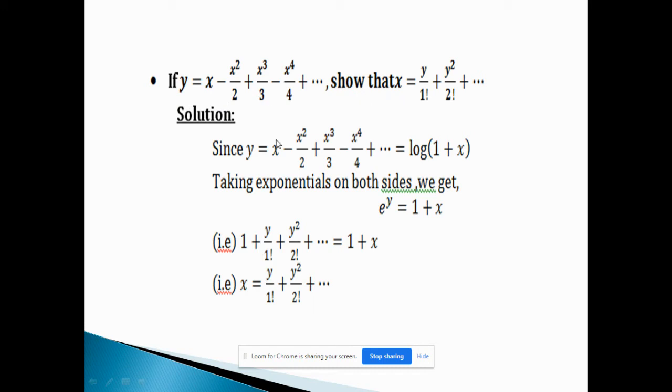So since y equal to this, that is the sum of this is log of 1 plus x. Taking exponents on both sides, we get e power y equal to 1 plus x. So we know that the expansion of e power y is 1 plus y by 1 factorial, y square by 2 factorial and so on. So x equal to, we can cancel 1 on both sides. So finally we get x equal to y by 1 factorial plus y square by 2 factorial and so on. And next.